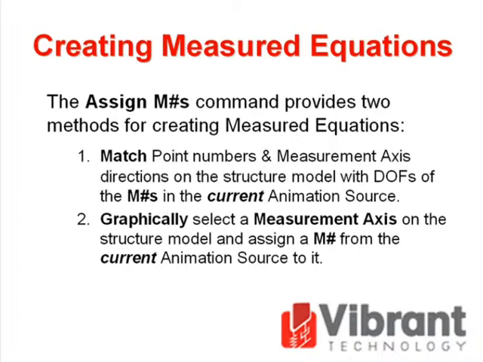The Assign Measurement Numbers command provides 2 methods for creating measured equations. Match point numbers and measurement axis directions on the structure model with DOFs of the measurement numbers in the current animation source, or graphically select a measurement axis on the structure model and assign a measurement number from the current animation source to it. We will use the first method to recreate the measured animation equations that were already present in the model when the project was opened.